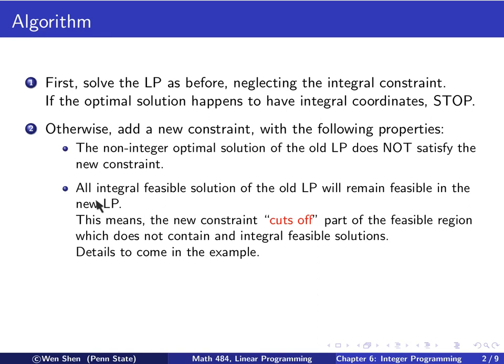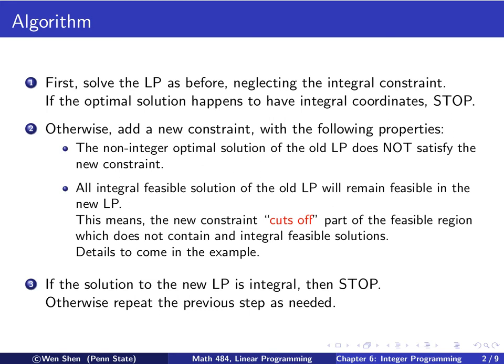Second, in the problem in part one, all integer feasible solutions of the old linear programming problem will remain feasible in the new LP problem with this additional constraint. So this basically means that the new constraint will cut off part of the feasible region, which does not contain any integer feasible solution. Sorry for the typo, it's any integral feasible solution in here. How do you exactly do that? How do you cut off? We'll explain the details in an example.